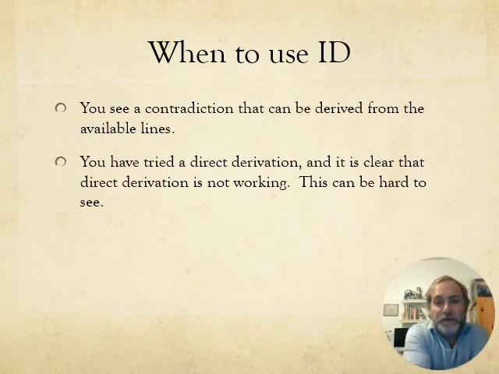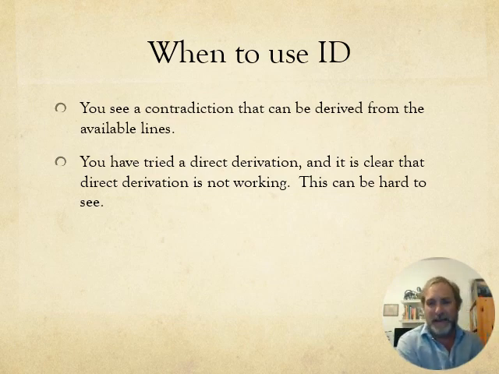So again, when to use indirect derivation? I mean, if it's sort of obvious to you that you can kind of see a contradiction lurking in the premises, then that's a good clue. But it's not always obvious, right, that there's a contradiction there. So probably more often than not, you'll be using indirect derivation when you've tried direct derivation and it's just not working for you, and you don't see how conditional derivation is going to help. So sometimes indirect derivation is just like a last resort.